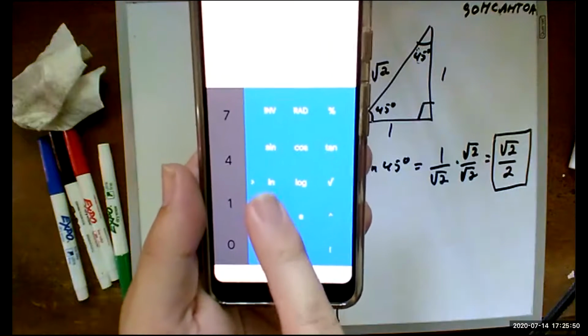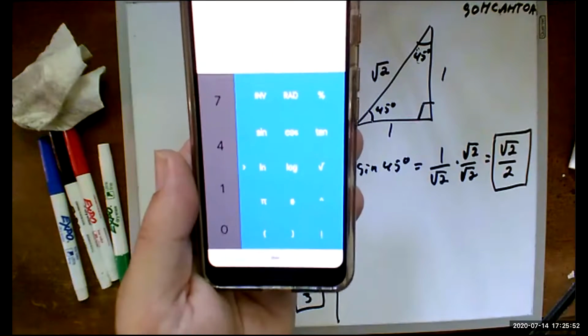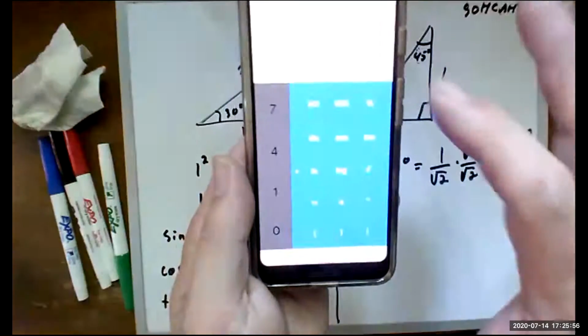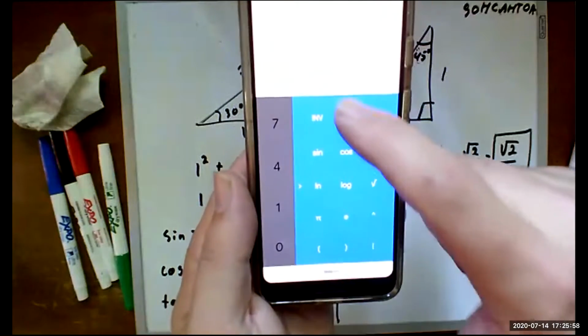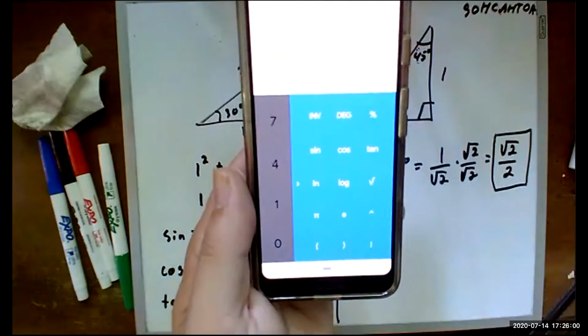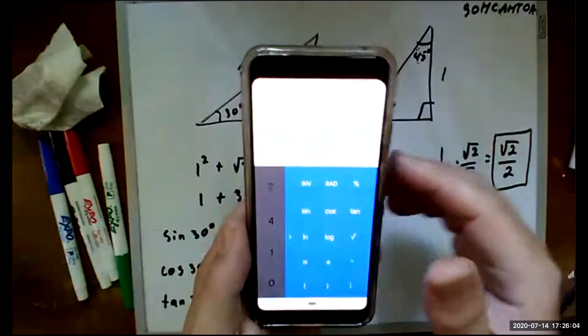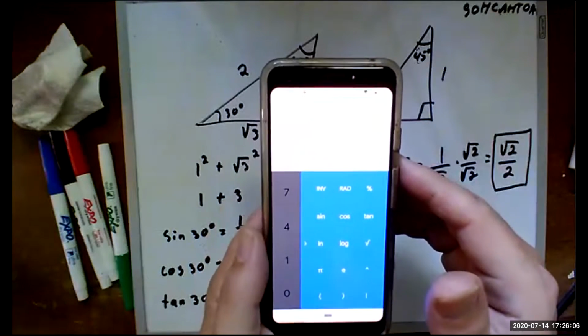What I wanted to point out, sine, cosine, and tangent, these are all buttons on your calculator. You want to be careful when you're dealing with these things. Watch this button that says degrees and radians. You'll have one somewhere on your calculator. And you want to be very careful to make sure that you're in degrees.